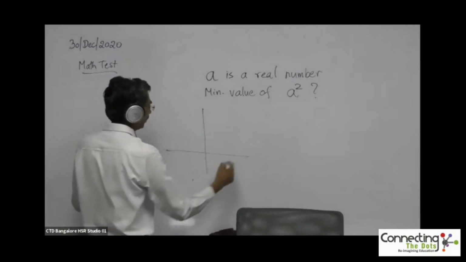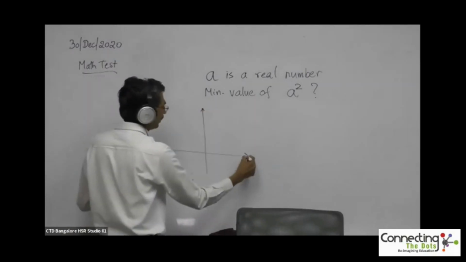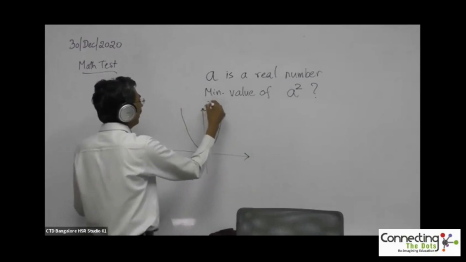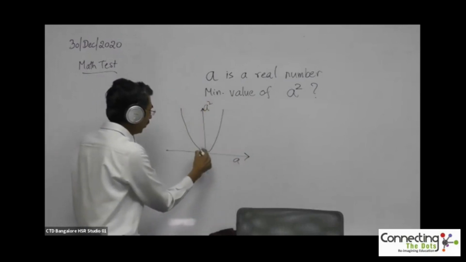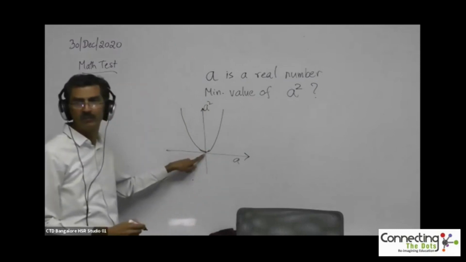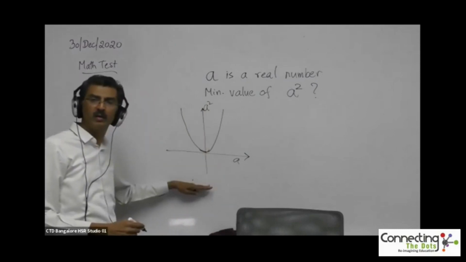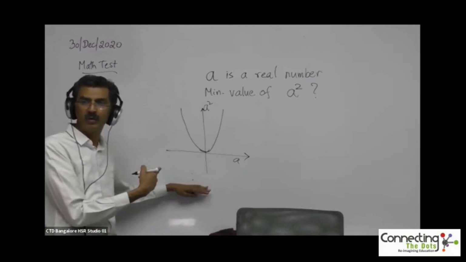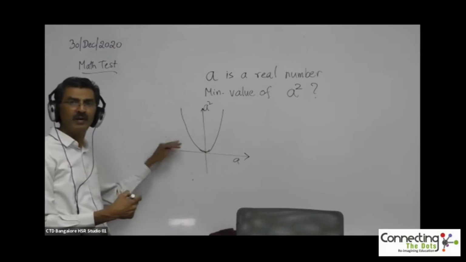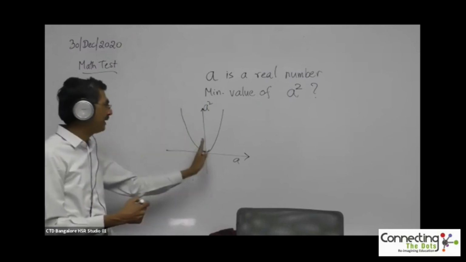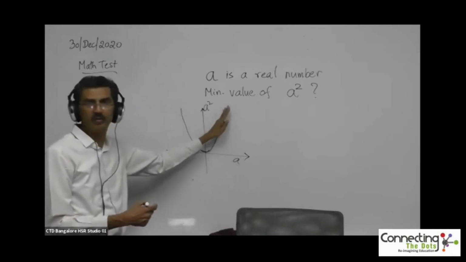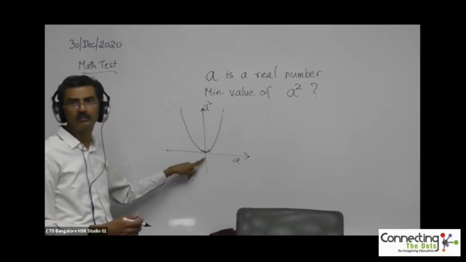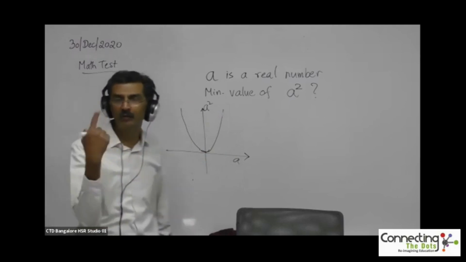If you draw a quadratic curve, this curve is like this, where we have a square here. So the lowest value is 0. It never goes below the axis when you draw this on a graph. When a becomes negative, a square is positive. When a is positive, a square is positive. So the lowest it can get to is 0. Right? That is the first thing.